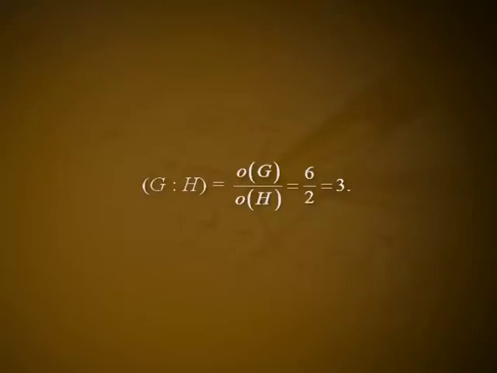Example 4. Let G be the set Z6 and H be the set {0, 3}. Then the index of H in G equals the order of G divided by the order of H, which is equal to 6 divided by 2, which is equal to 3. Refer to example 3.